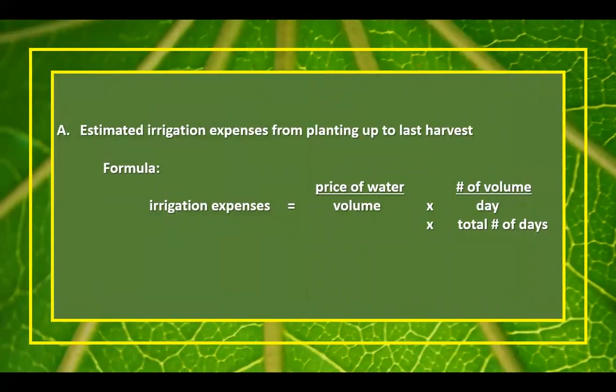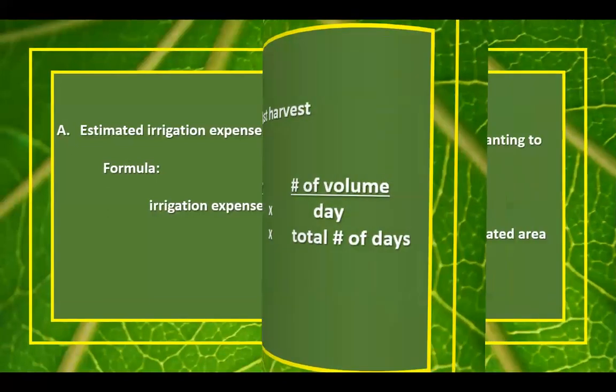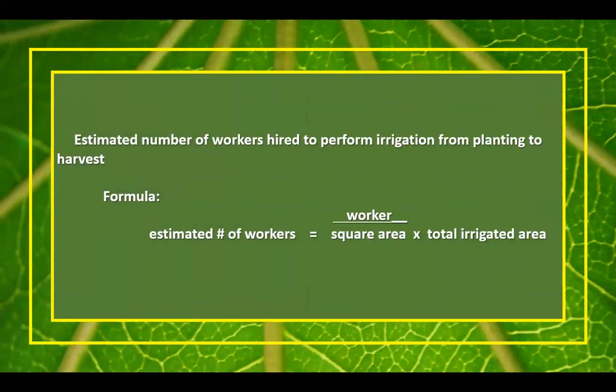So let's talk about estimated irrigation expenses from planting up to the last harvest. We will follow the formula: irrigation expenses is equal to the price of water divided by volume, times the number of volume divided by day, times the total number of days. Okay, for the estimated number of workers hired to perform irrigation from planting to harvest, we use the formula: estimated number of workers is equal to workers divided by the square area, times total irrigated area.